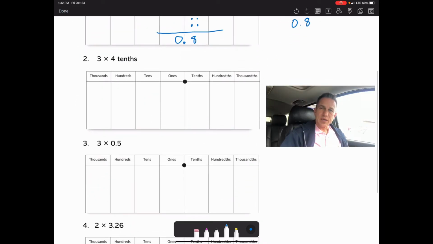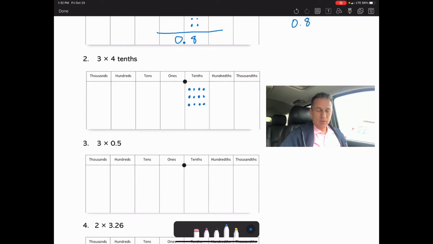All right, in the next example, we have 3 times 4 tenths. So 4 tenths, I'm going to show that in the place value chart. There's 4 tenths one time. Here's 4 tenths twice. And then here's 4 tenths 3 times. Now, right now, I have a total of 12 tenths.